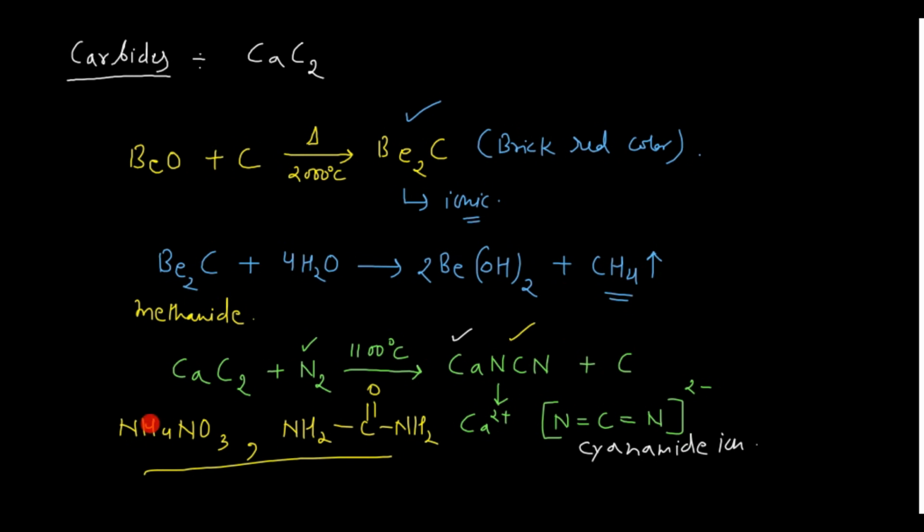The importance of this calcium cyanamide is that it will not wash away with the rain. Generally what happens is, if you put these nitrogen based fertilizers like urea and ammonium nitrate in your crop field, and suddenly, say in the monsoon season, rain occurs, then all these nitrates and the urea are washed away with the rainwater.